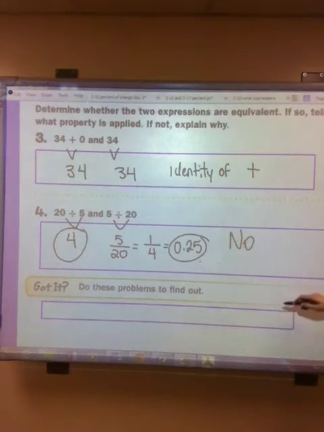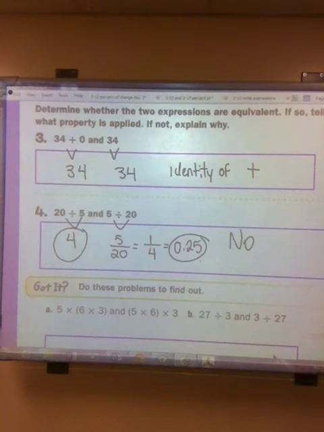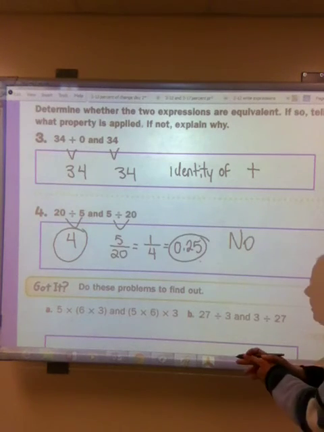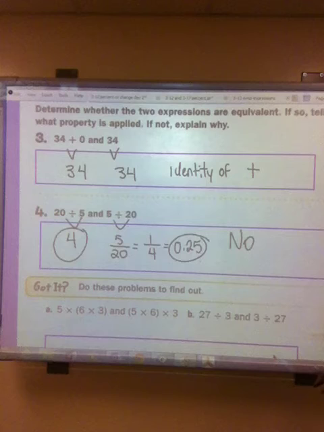I want you to try 2 quick problems, and then we will be done with this lesson on properties. Pause the video and then unpause it and we'll check answers.